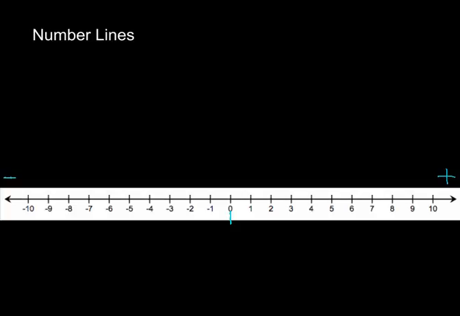So if I wanted you to graph -4 on your number line, you would go over here to the 0 and go to the left towards the negative 4 places. 1, 2, 3, 4, and that's where my -4 is located.